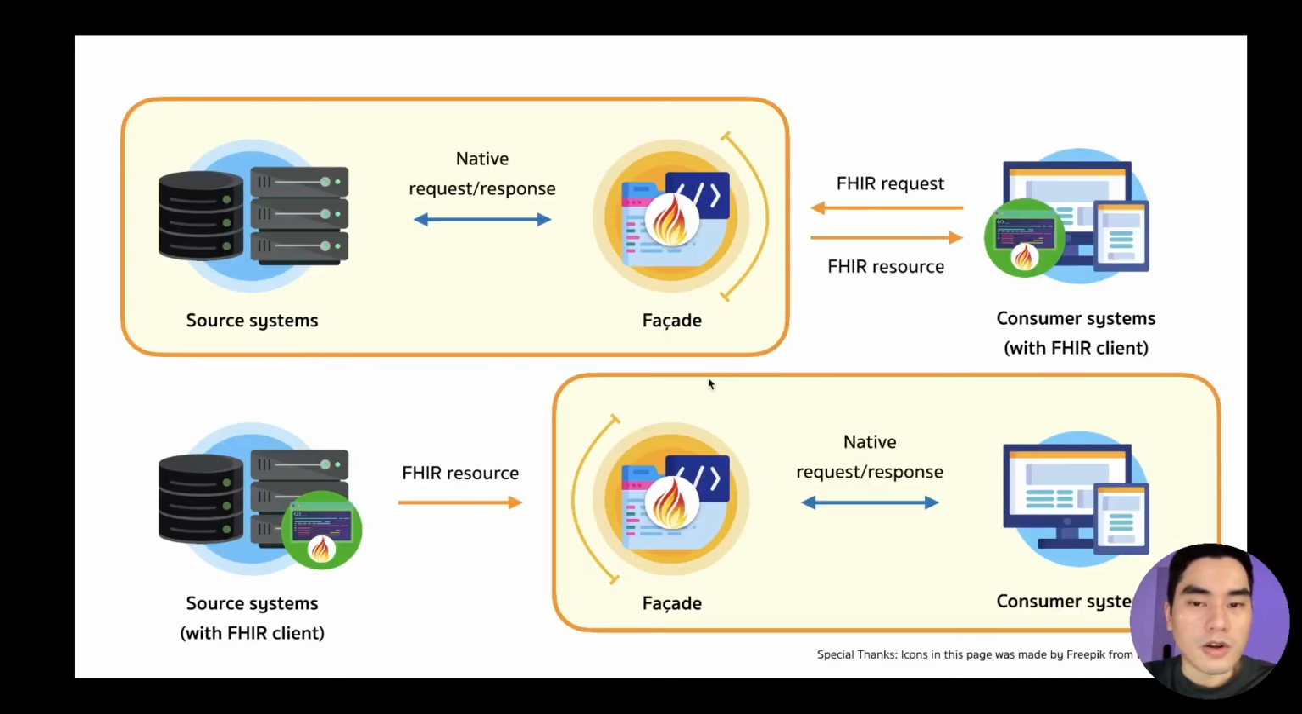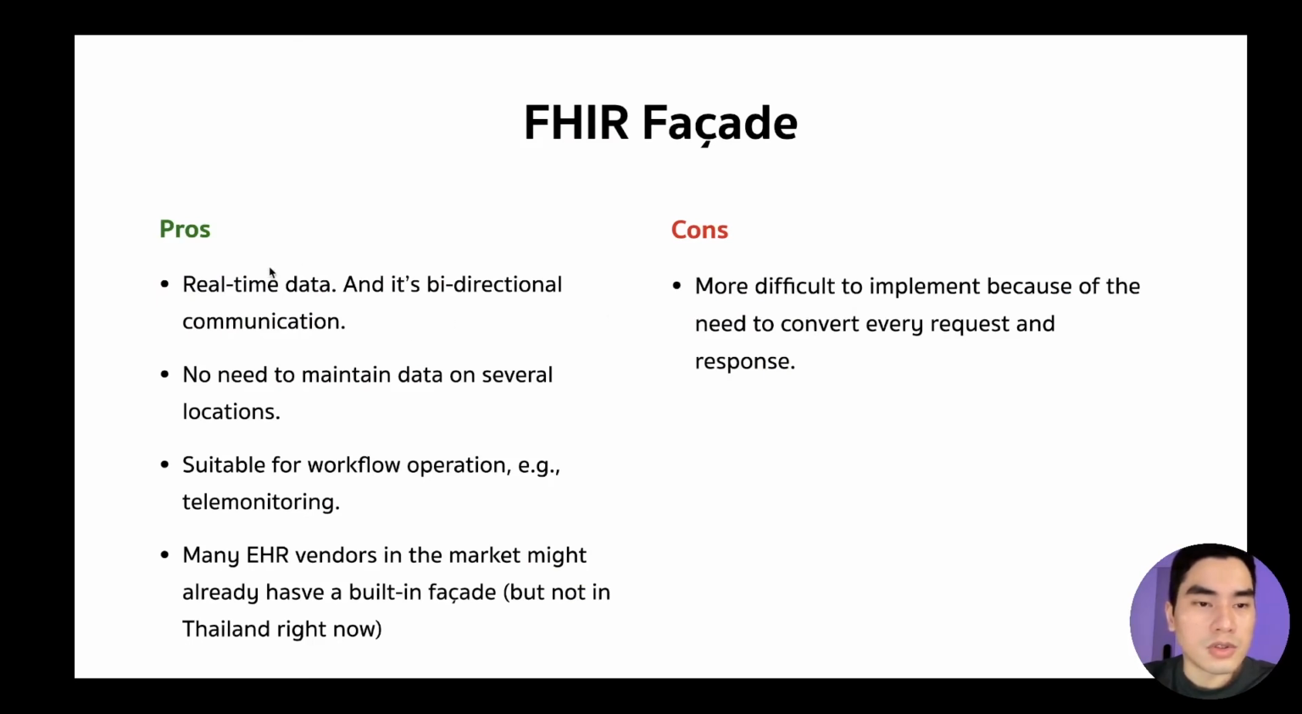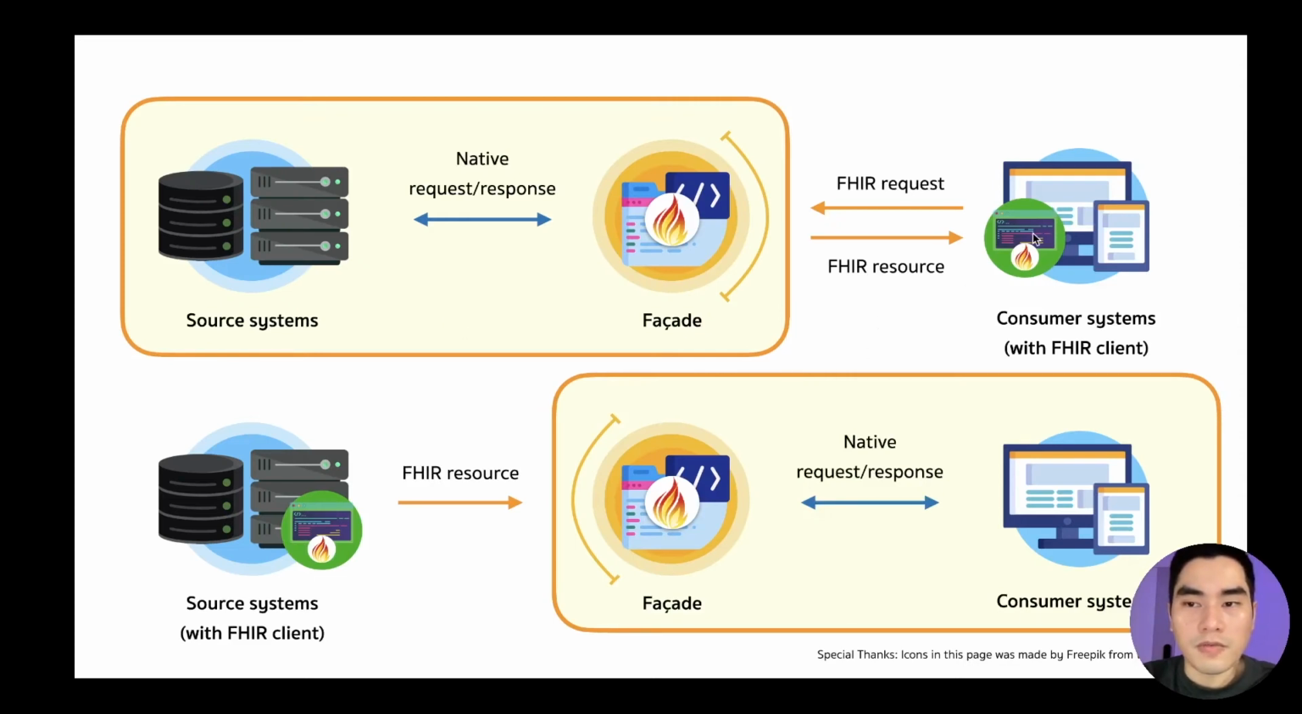But about the pro, because it converts in real time like this, it's usually real-time data and it can be bidirectional communication. For example, let's say that this consumer system wants the data from here. It can make a request through here to here and then get the data in this direction. But it can also send the data from this system through here and then go to here in this direction as well. So this is what I mean by two-way direction if you want to support that feature.